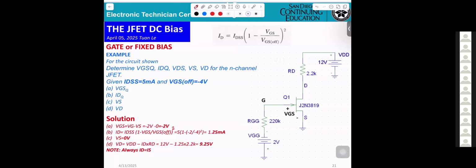Okay? And that you can calculate the ID. VS equal 0. Right here. So VD equal VDD minus ID times RD, giving you that value. But a very important thing to know is that ID and IDSS will always be the same.